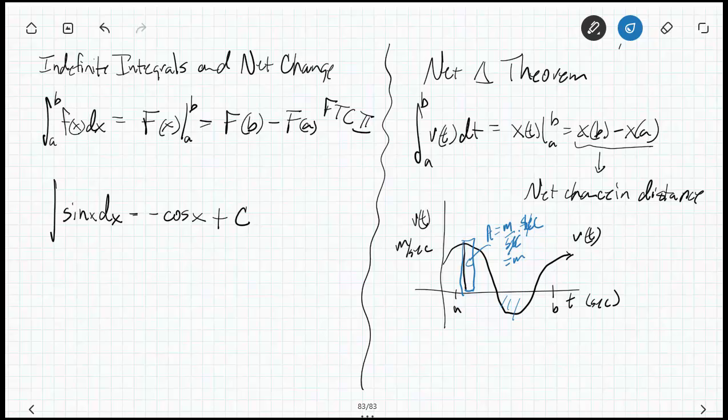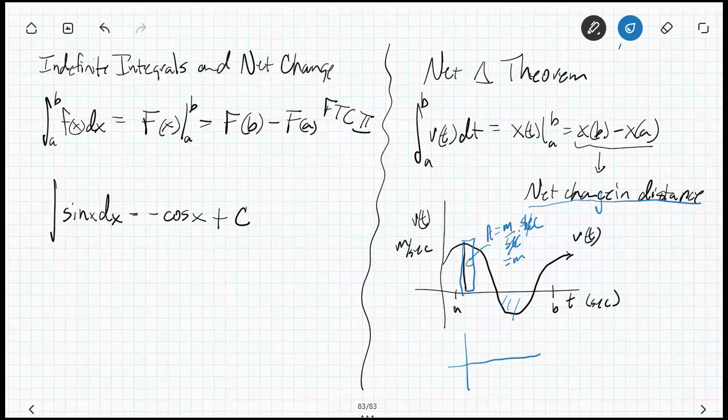That's why it's net change, not chance, net change in distance, right? If I started at some value and I moved left and right, if I took the integral from a to b, that would tell me how far I ended up with respect to where I started. Let me show you.